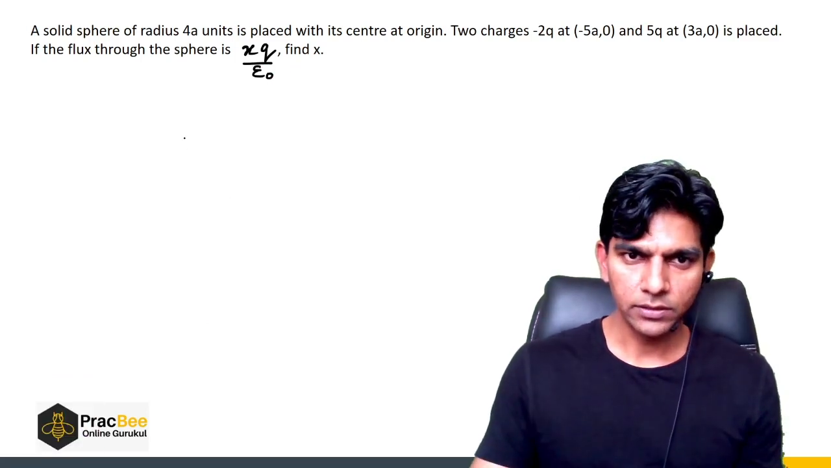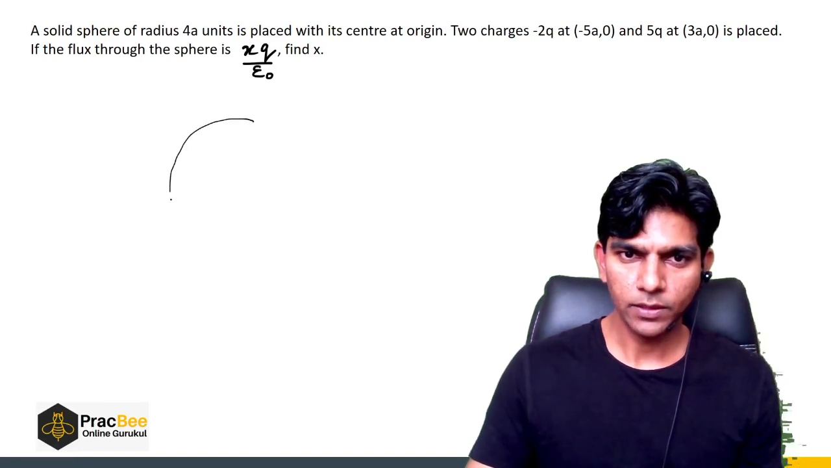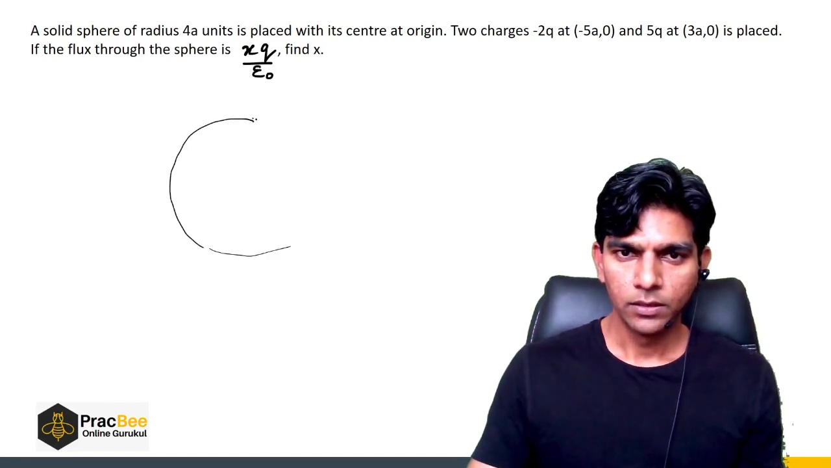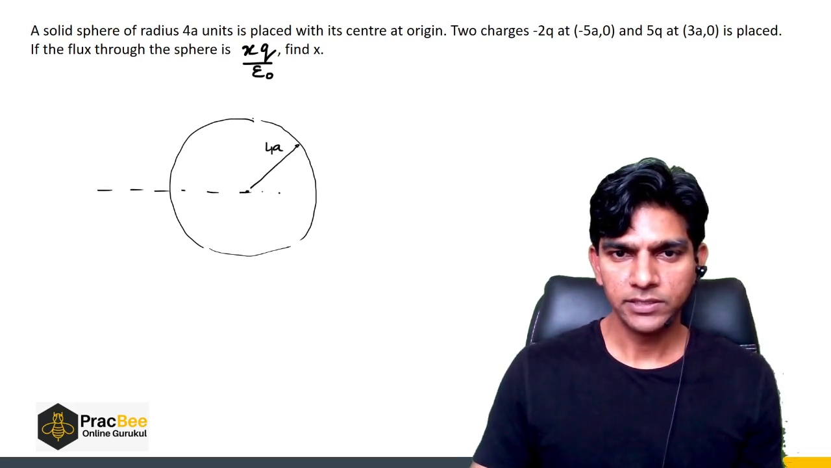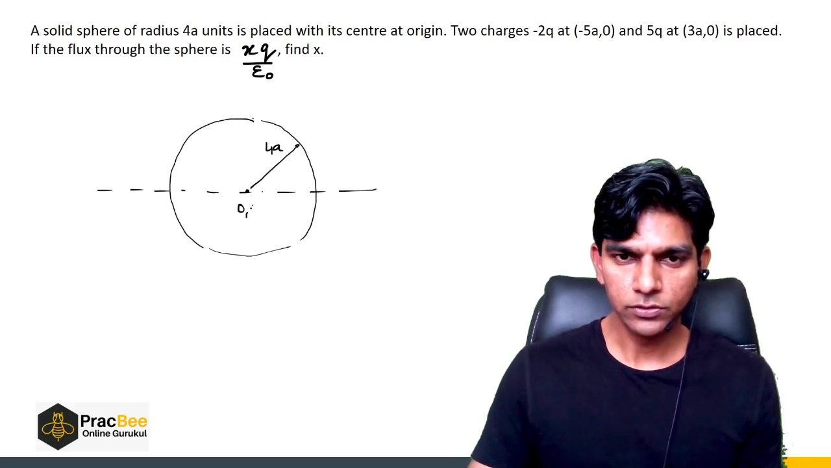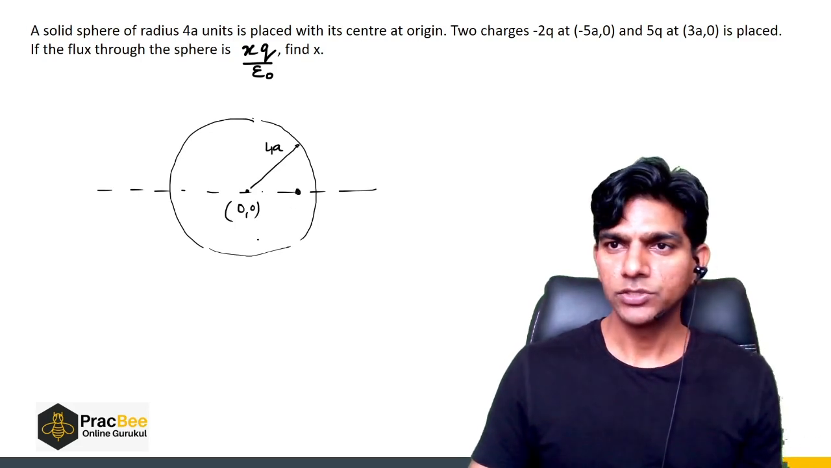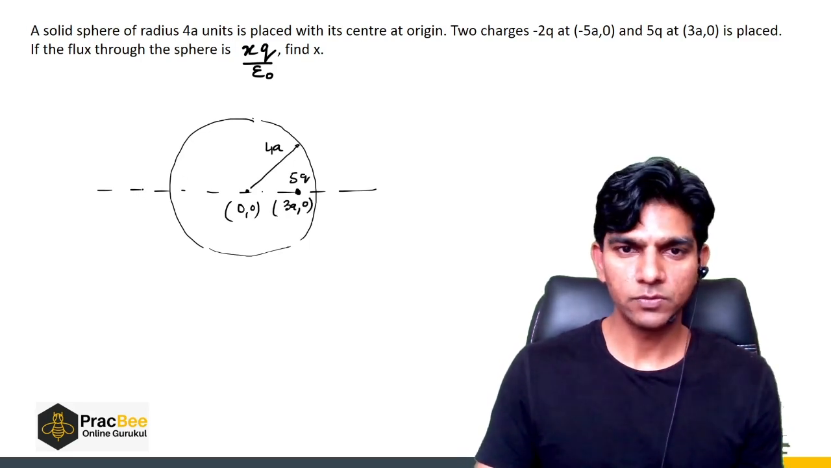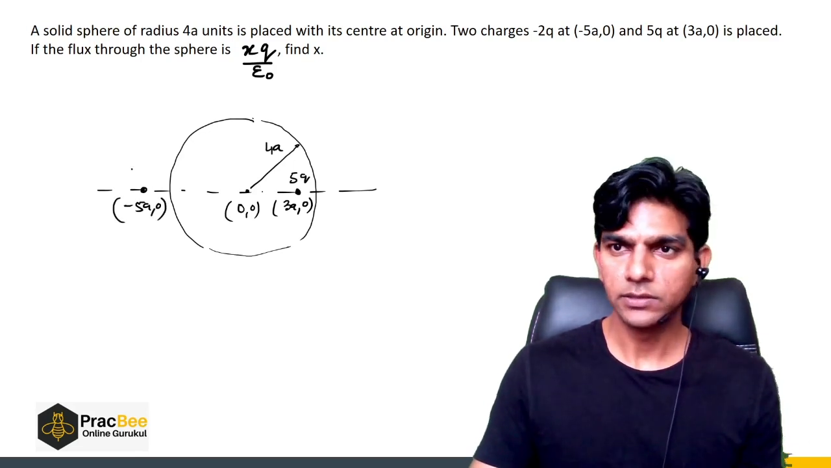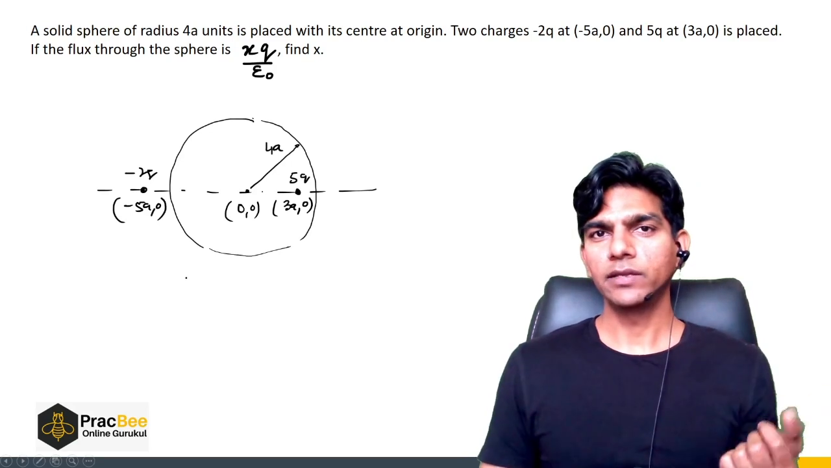Okay, let me draw the diagram for this question. So we have given a sphere and its radius is 4a. So radius is 4a units, and its center is located at the origin. So this is 0 comma 0, and there is a charge of 5q which is placed at 3a comma 0, and there is a charge of minus 2q which is placed somewhere here, that is minus 5a comma 0, and this is minus 2q, and we need to find the flux through this sphere.